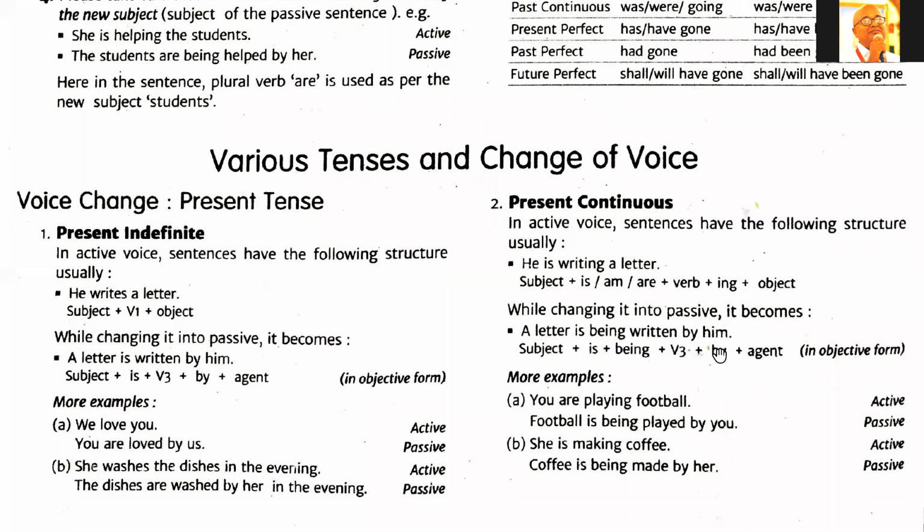Present continuous. In present continuous, the structure is subject plus is, am or are plus verb-ing plus object. He is writing a letter. Passive voice: A letter is being written by him. So subject plus is, am or are plus being plus V3 plus by agent.